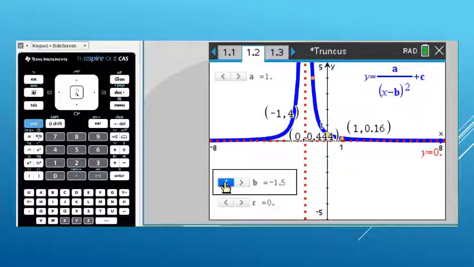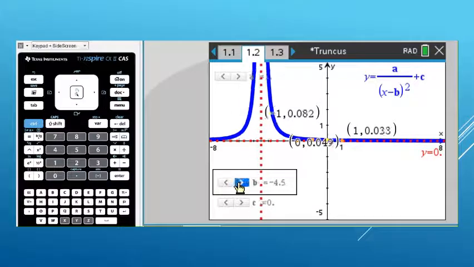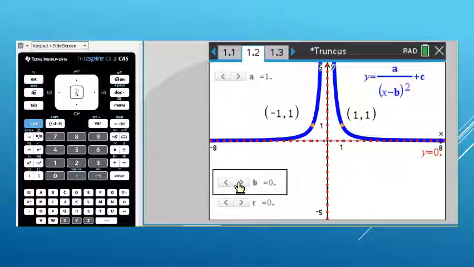So if I just keep making b more negative, you can see the graph gets pushed further to the left. I'm going to put b back to 0 for the time being, and there we've got that standard truncus graph. Now I'm going to see what happens when we change the value of c.